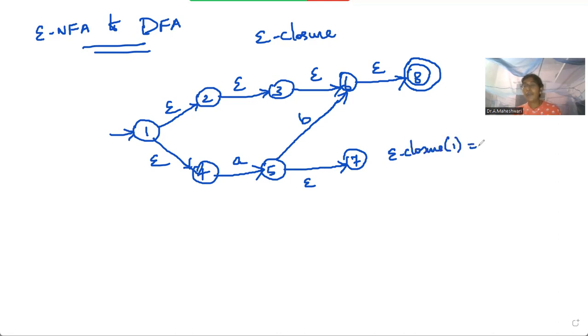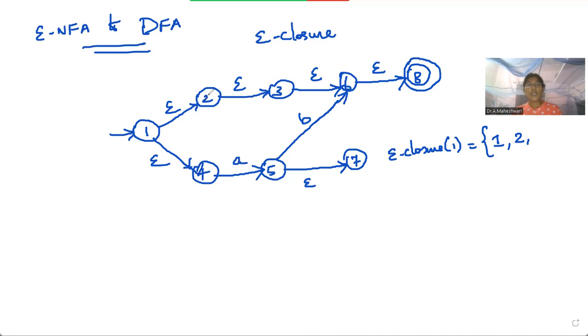So how can we solve this? Whatever state you want to calculate the E-closure function for, first include that state. So first I'll include 1. Next you go to the diagram. From 1, what are all the empty moves that you can include? The empty moves from 1 are to 2 and 4. That you can include.